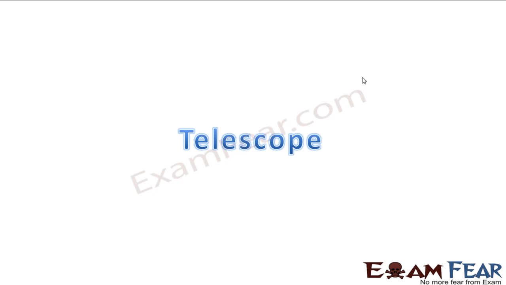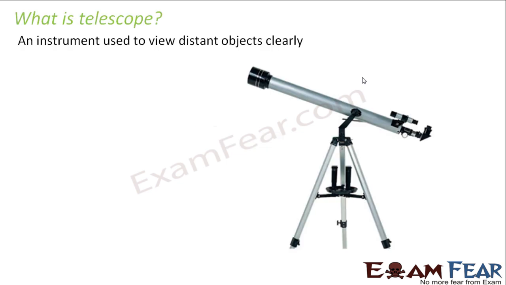So let us now look at a telescope. A telescope is an instrument which is used to view distant objects clearly. That means in this case, the object will be located at a far off distance. So the distance of the object from the lens would be almost infinity.